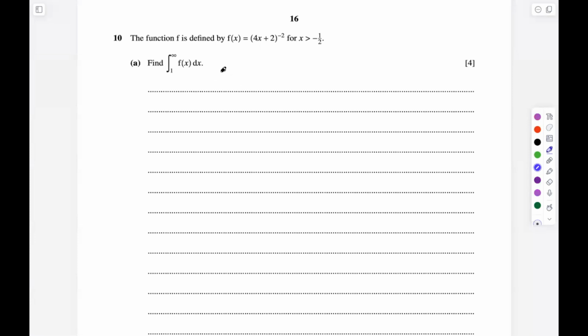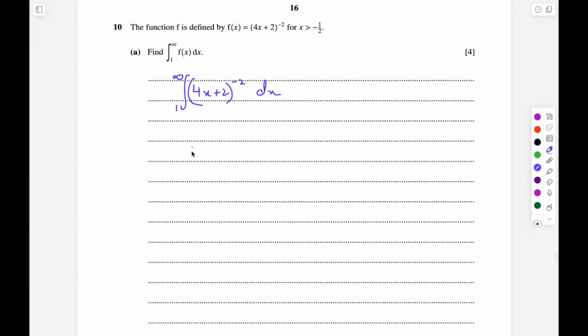In question 10, the function f is defined by f of x is equals to 4x plus 2 to the power minus 2. In part A, we have to find the integral of f of x dx with limits infinity and 1. So first we'll have to integrate the function 4x plus 2 to the power minus 2. And the limits we will apply are infinity and 1.